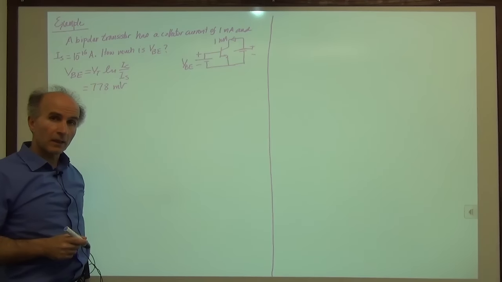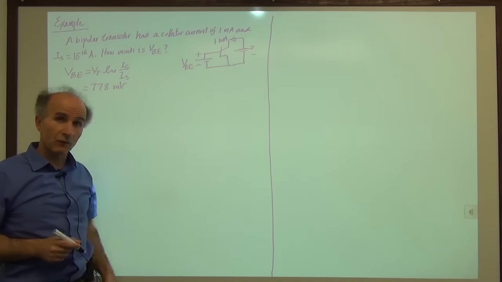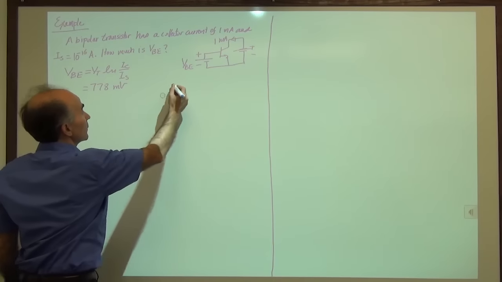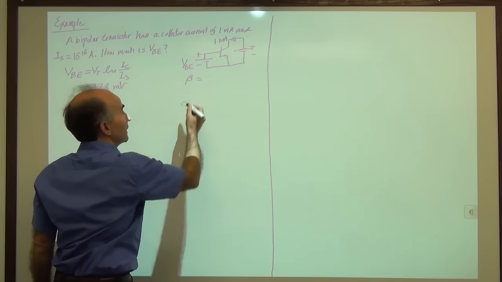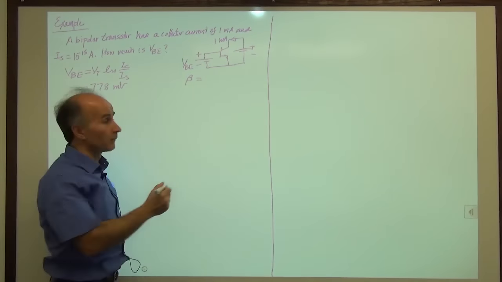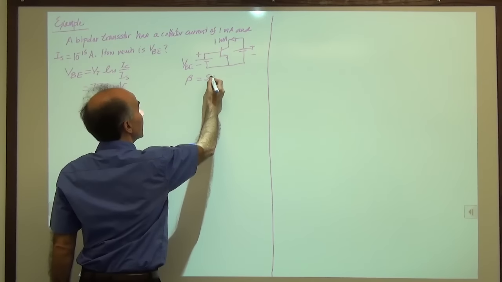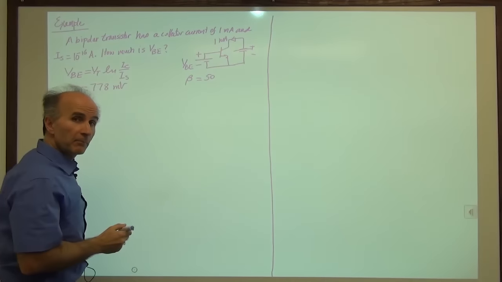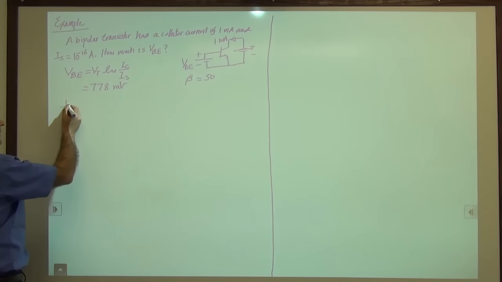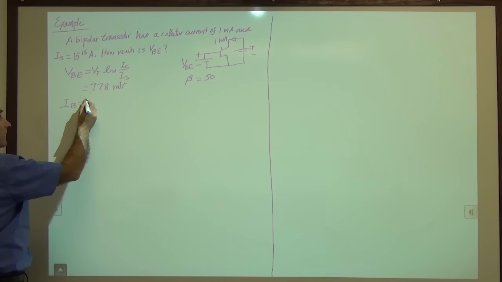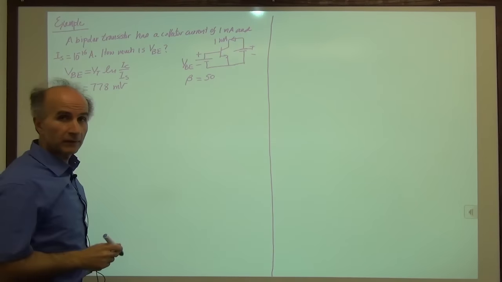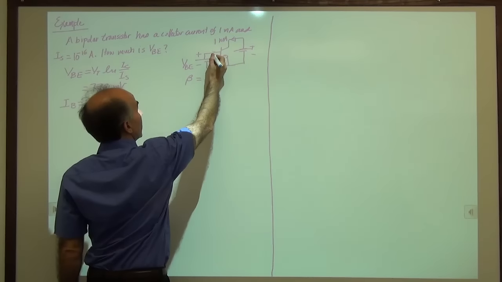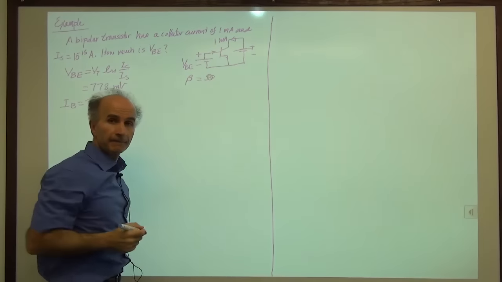Now, let's suppose that we are also given the value of beta. So we are given beta to be 50. Then how much is the base current? So we are asked to find the base current, this current here. How much current flows into this base?